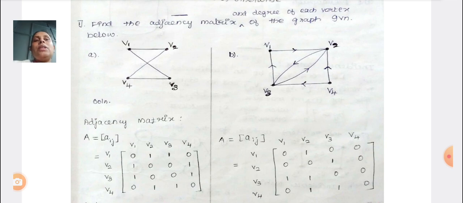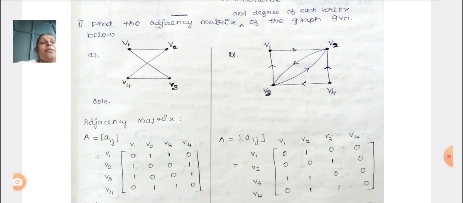Similarly we find v3 and v4. v3 to v1 is 1 and v3 to v4 is 1, remaining is 0. Next, v4 to v4 is 0, and v4 to v3 and v4 to v2 are 1, remaining values are 0. Similarly we go through the second one.